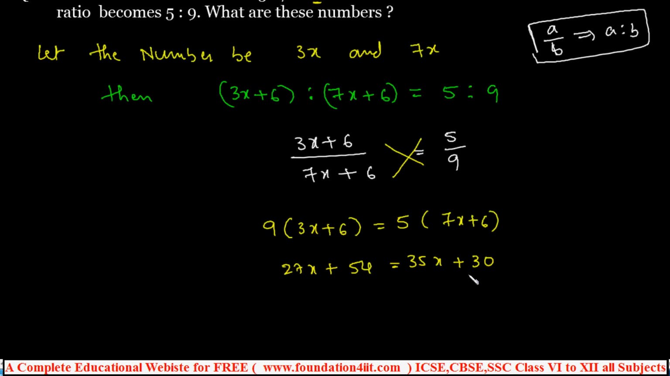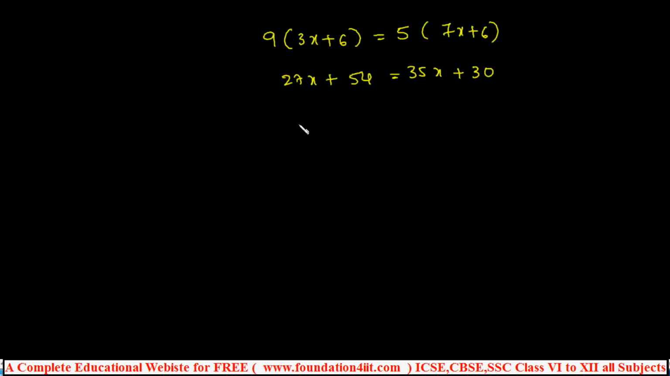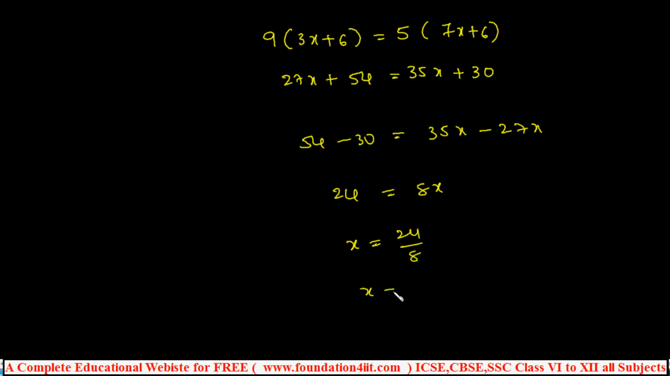Take the x terms to one side. That is 35x minus 27x on this side, and 54 minus 30, which is 24. So 24 is equal to 8x. Then x is equal to 24 divided by 8, so x is equal to 3. We got the value 3.